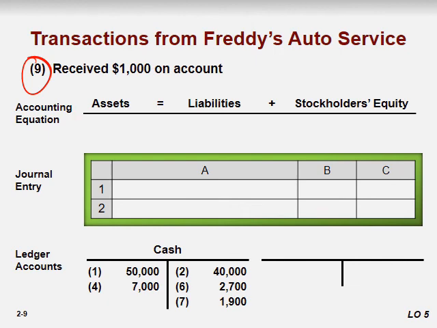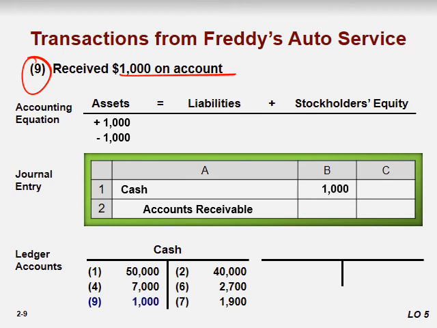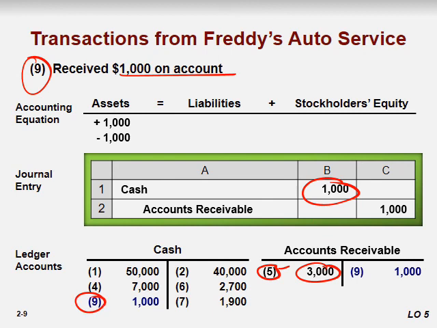We have the 9th. Just pause the video and try to solve it by yourself. Received 1000 on account. Okay, pause the video and I'm going to show you the solution. Just match it over there. Here it is. Right? And where did this 3000 come from? 3000 is the accounts receivable balance through transaction 5. And we just received it. Cash debit side is increased with 1000. Good.